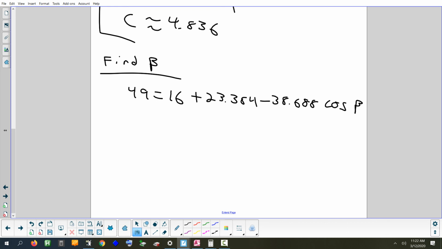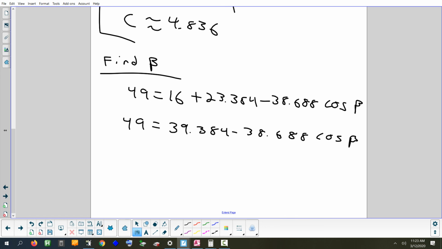But there are some like terms we can deal with first. What are my like terms that I could deal with on the right-hand side? 23.384, yes, 16 plus 23.384. And if you add 16 to 23.384, what do you get? 39.384 minus 38.688 cosine beta. That's our beta. Okay, now at this step you gotta be careful. What would you do next to get beta by itself? Move the 39.384 to the other side.